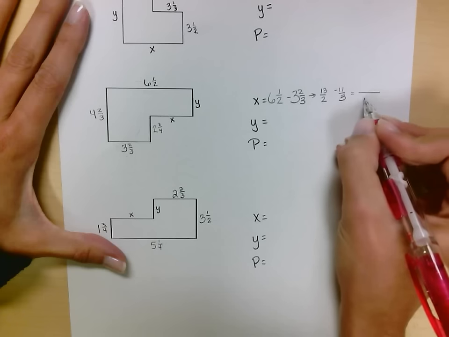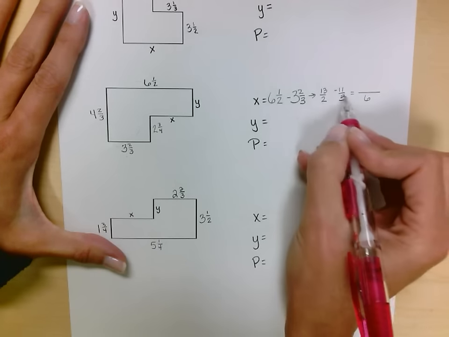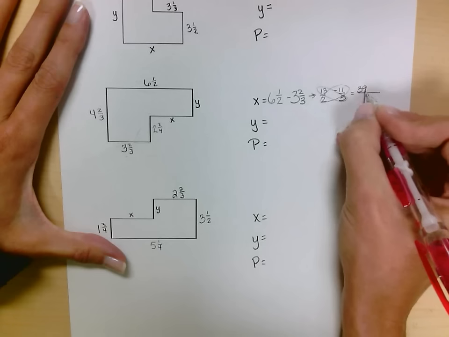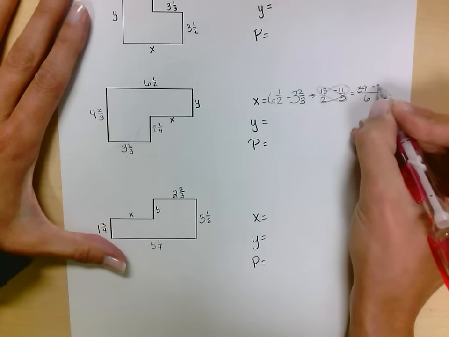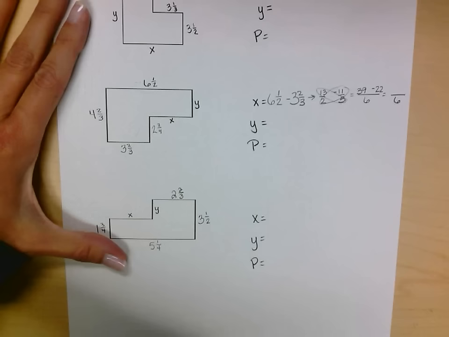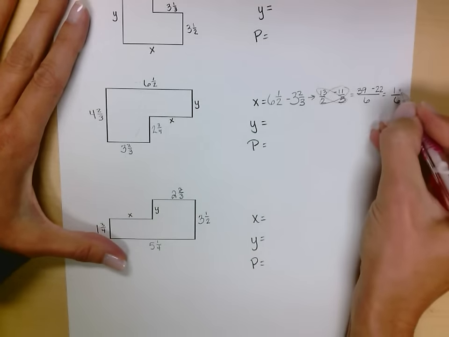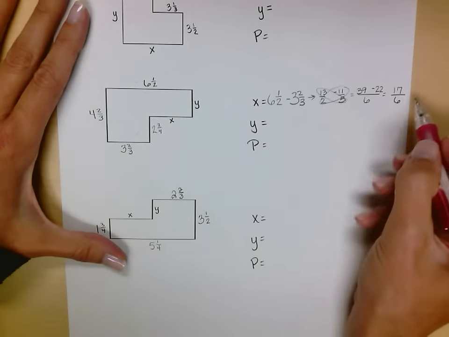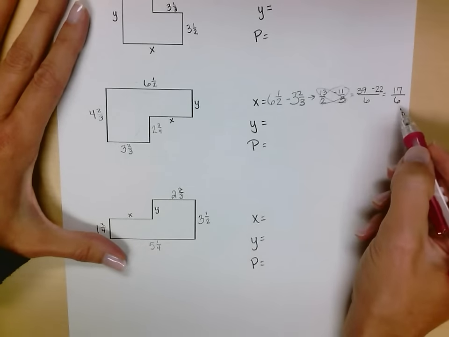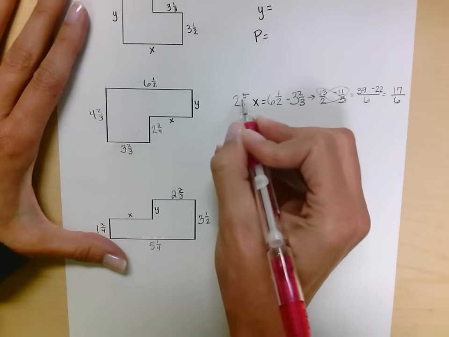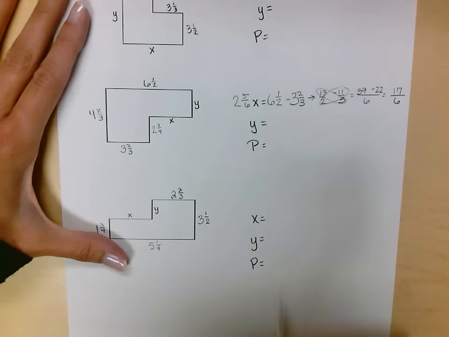When you multiply your denominators, we get 6. And let's multiply our wings. 3 times 13 is 39. 2 times negative 11 is negative 22. So when we combine 39 and a negative 22, we get 17. Change this to a mixed number. 6 can go into 17 2 times with 5 left over. So x is 2 5/6.